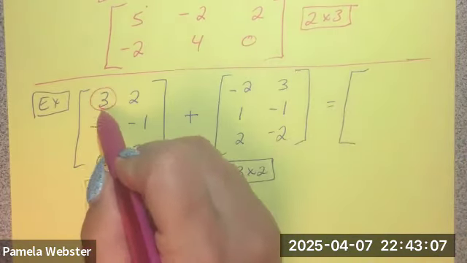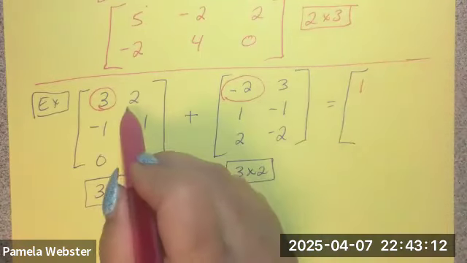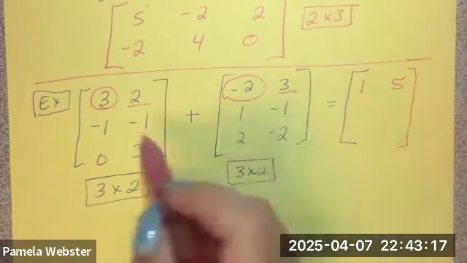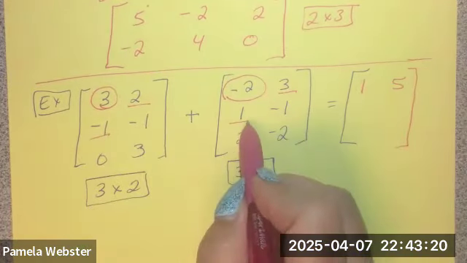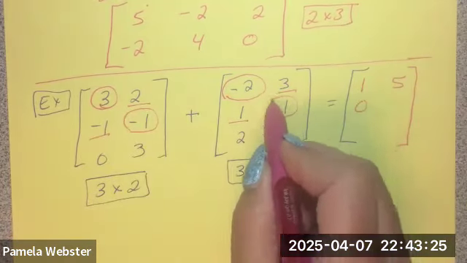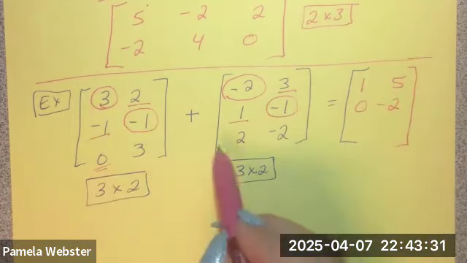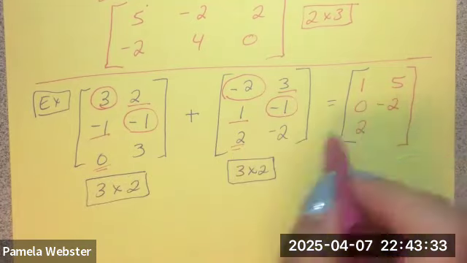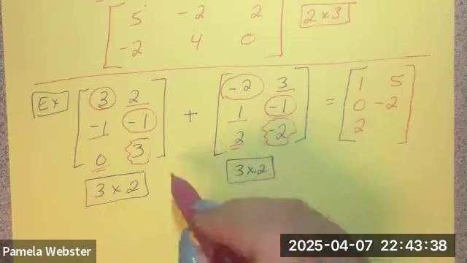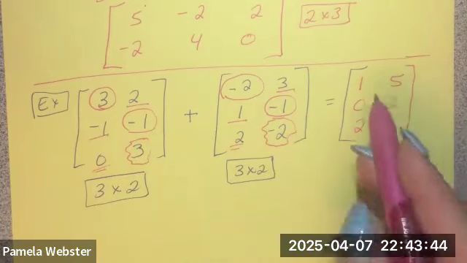So first row, first column, 3 plus -2. 3 plus -2 is a 1. 2 plus 3 is a 5. -1 plus a +1, that's a 0. -1 plus -1, that's a -2. And then 0 plus 2, that's a 2. And 3 plus -2 is a 1. Okay, check my arithmetic, but I'm pretty sure I'm right.